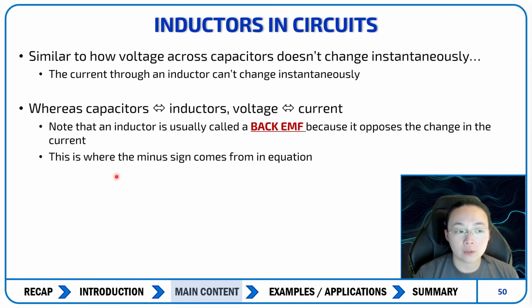So now we want to take a look at inductors within circuits. Similar to how voltage across capacitors doesn't change instantaneously, the current through an inductor also can't change instantaneously. So whereas capacitors are comparable to inductors, we now have voltage comparable to current in this case. An inductor is usually said to produce a back EMF because it opposes the change in the current. And that's where the minus sign comes from in the equation.